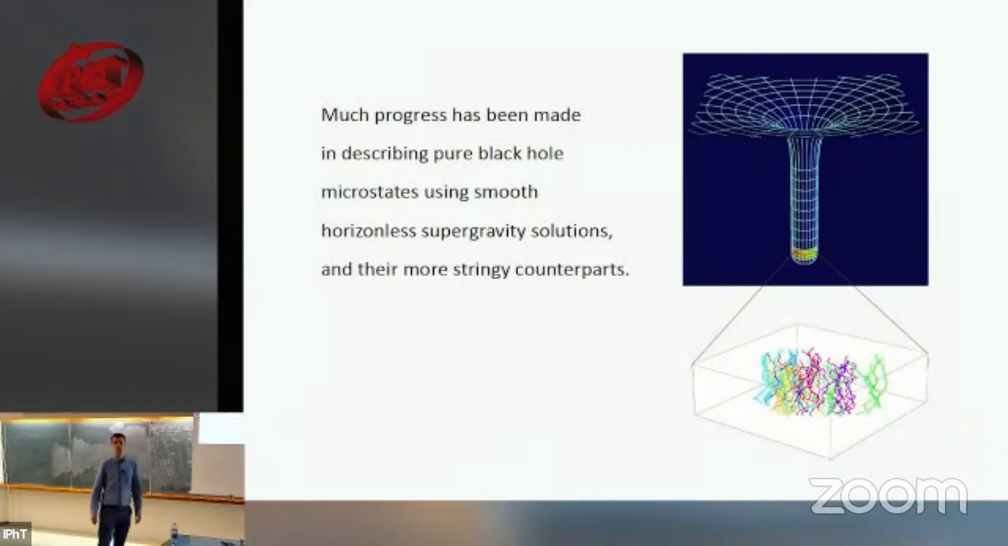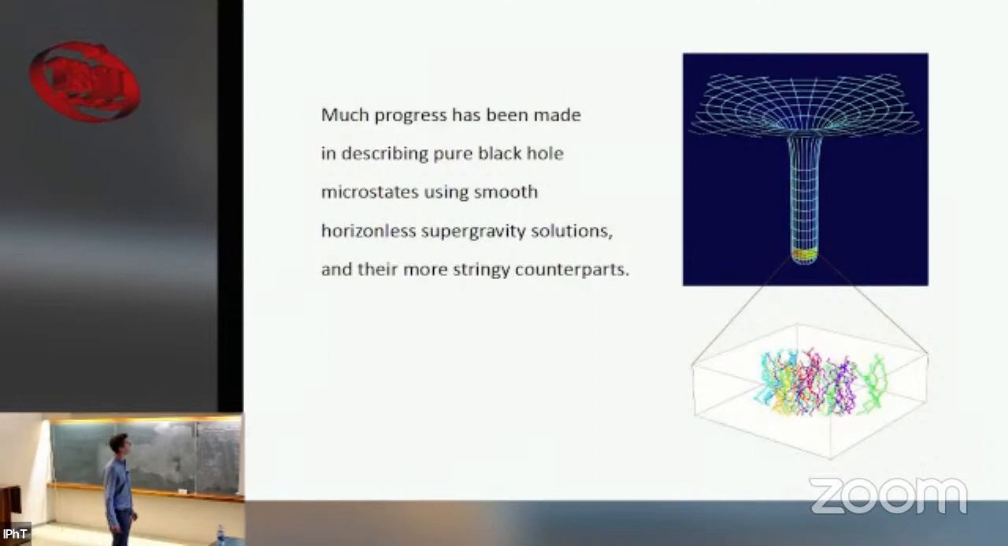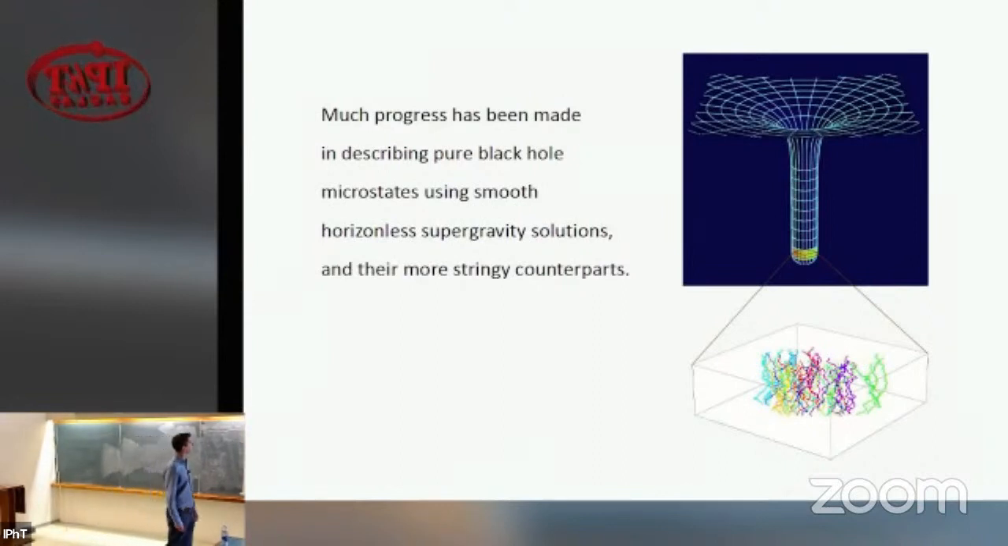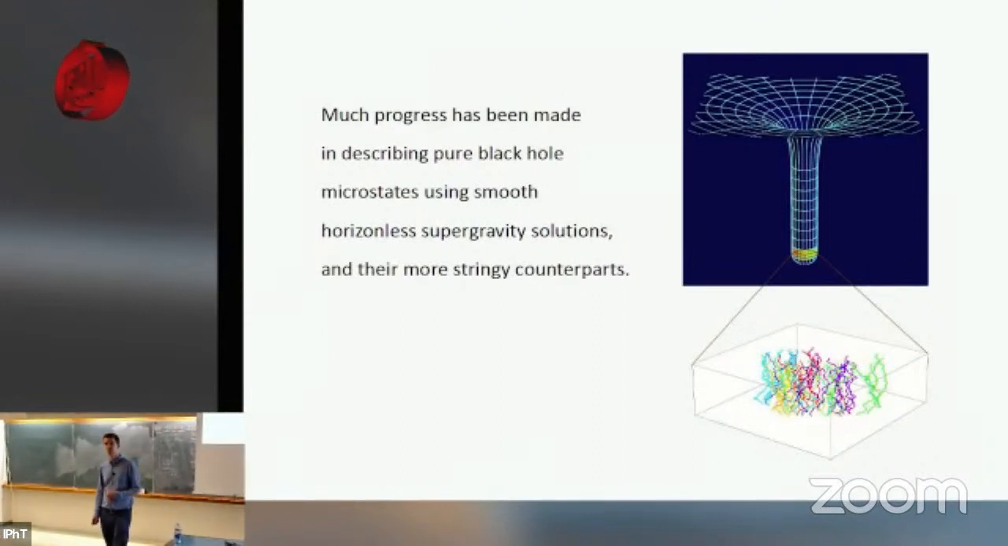As we heard yesterday, a lot of progress has been made in studying black hole microstructure in string theory, using both smooth horizonless supergravity solutions and their more stringy counterparts, where we often may have some gravitational description of a long throat, but then where we would have had the horizon, we may get some very stringy microstructure, which, if we have enough precision in our description, we may be able to access.